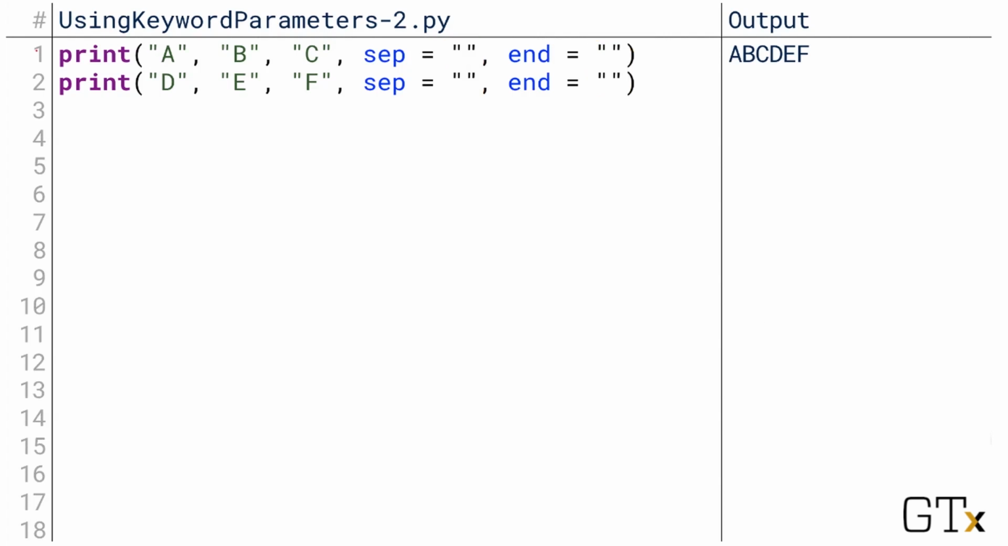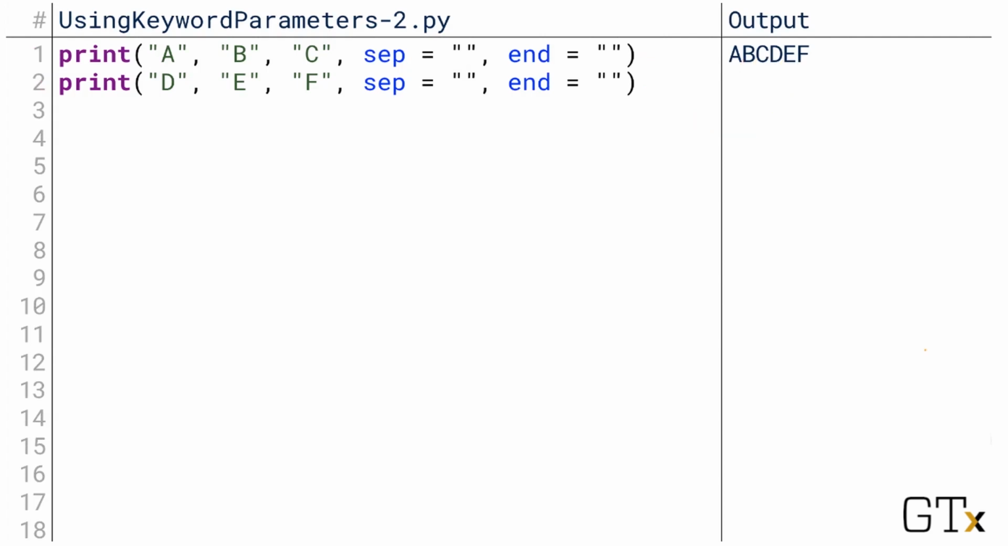The result is that when Python runs line 1, it still prints ABC, but there are no spaces between A and B and between B and C. And there's no new line character at the end. So when it runs line 2, it prints the next set of output to the same line. D comes right after C, and again, there are no spaces before E or before F.